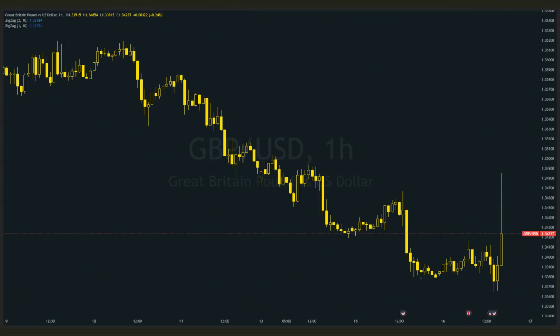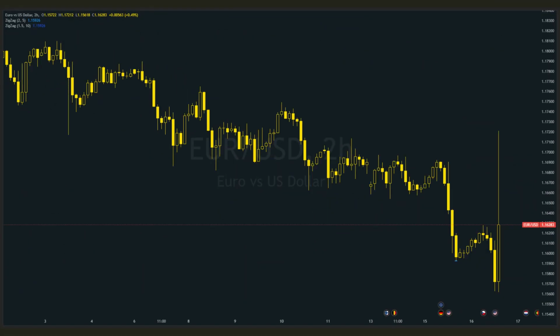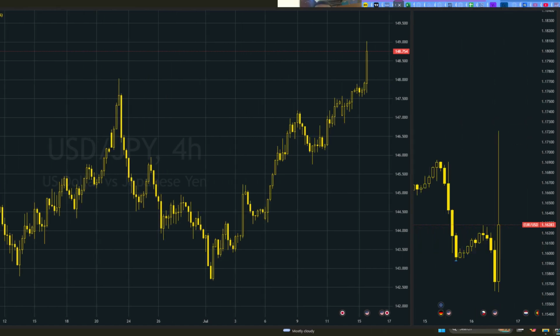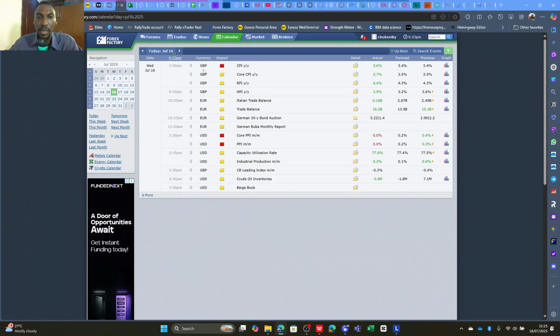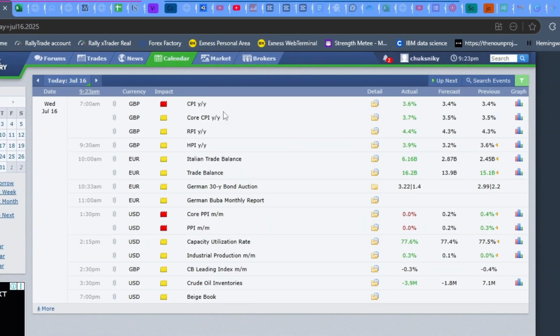Today, the British pound, the euro, and the US dollar released some very key news. You can see the British pound released the CPI year over year and it was beautifully bullish. The euro released some trade balance information, which was also quite bullish. But then the US dollar released its PPI, which was flat, and that is negative. And the core PPI numbers are also flat, which is also negative.